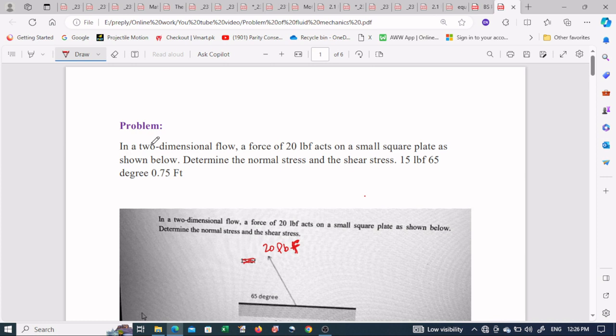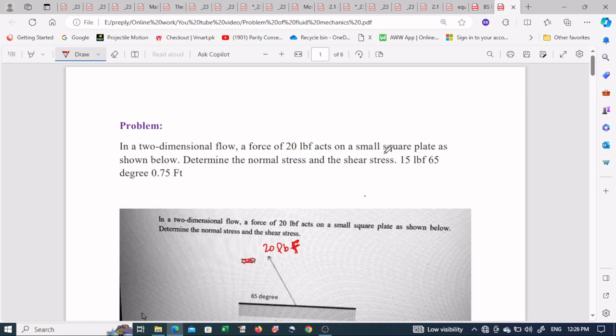In this video, I'm going to solve a fluid mechanics problem. First, I read the question, then I will explain. In two-dimensional flow, a force of 20 pound acts on a small square plate as shown below. Determine the normal stress and the shear stress.